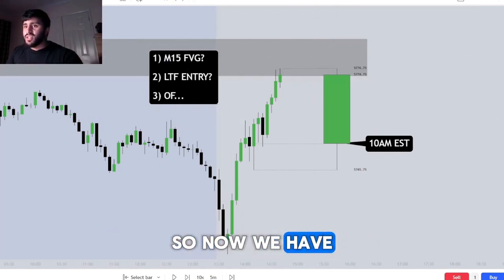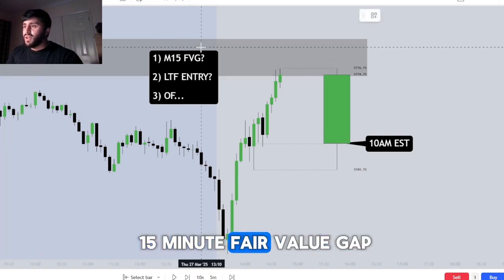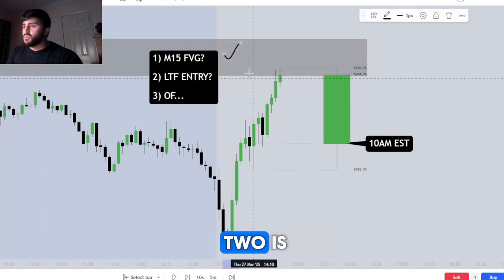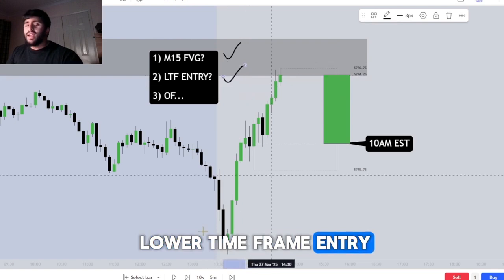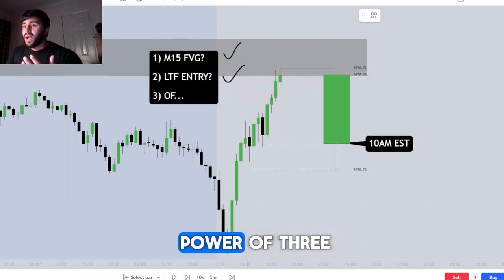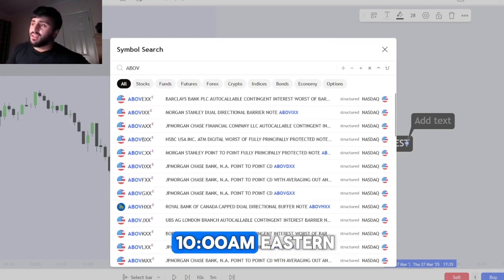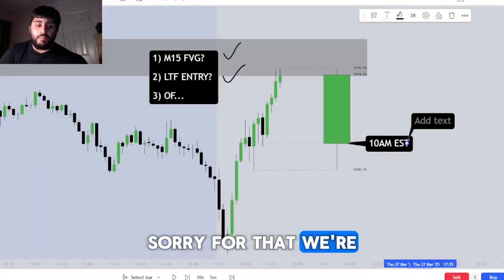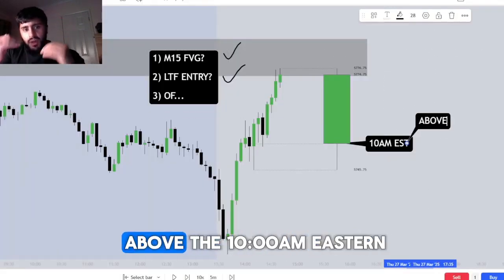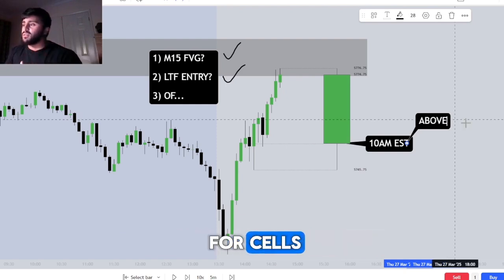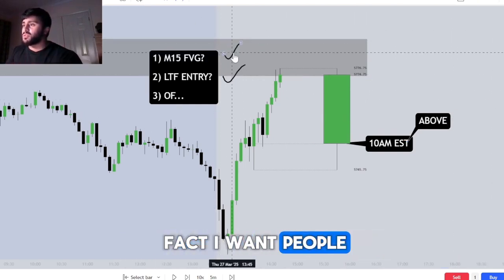So now we have ticked off step 1. So we have a 15-minute fair value gap. That's tick. Step number 2 is we're looking for a lower time frame entry. Now step number 2 is where you can combine the power of 3, right? Because we have the 10 a.m. Eastern and we're above the 10 a.m. Eastern. So when you're above the 10 a.m. Eastern, you want to be looking for sales. That's just a hard fact I want people to understand.